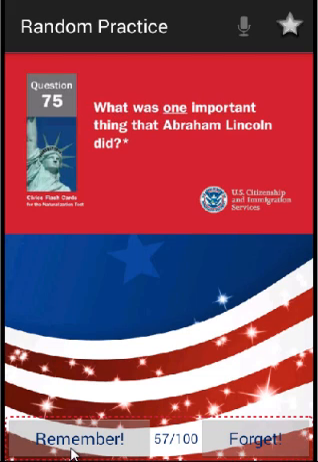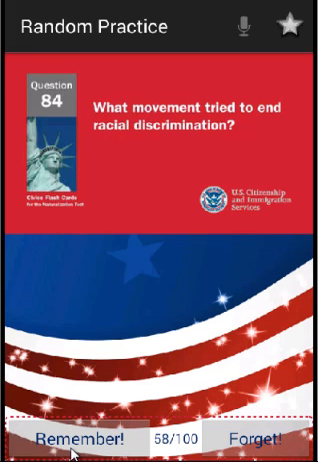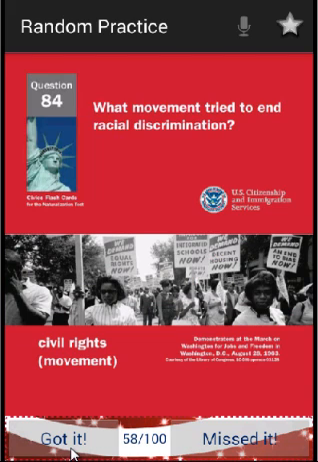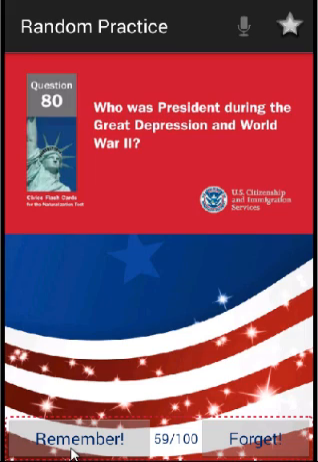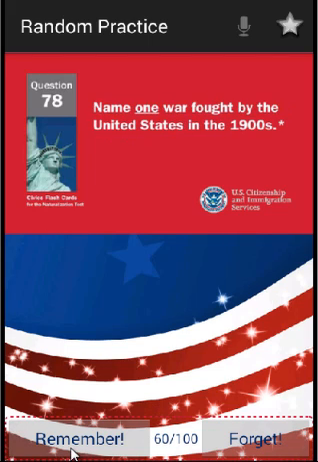What was one important thing that Abraham Lincoln did? Freed the slaves. Emancipation Proclamation. Saved or preserved the Union. Led the United States during the Civil War. What movement tried to end racial discrimination? Civil Rights Movement. Who was president during the Great Depression and World War II? Franklin Roosevelt.